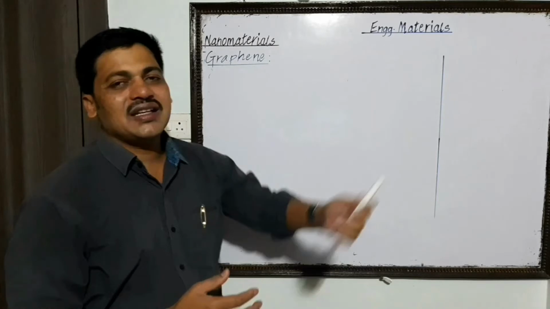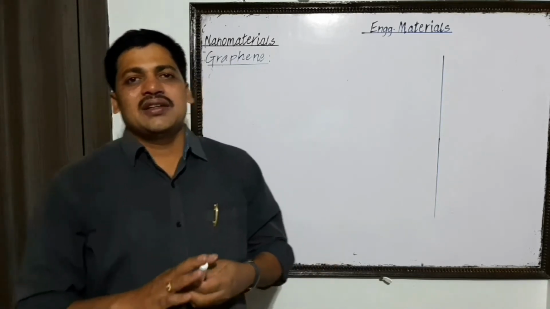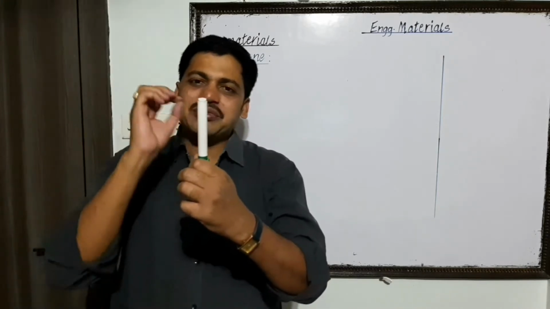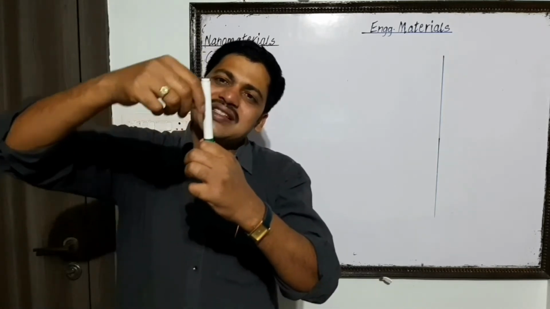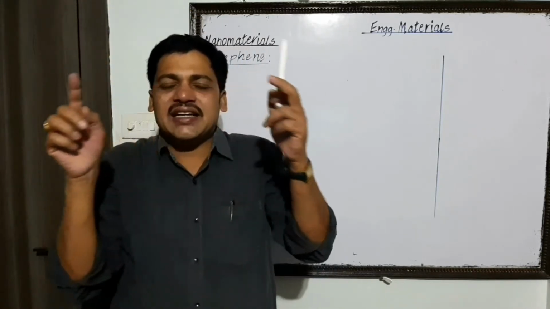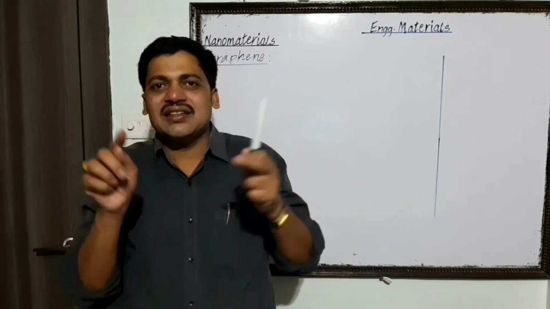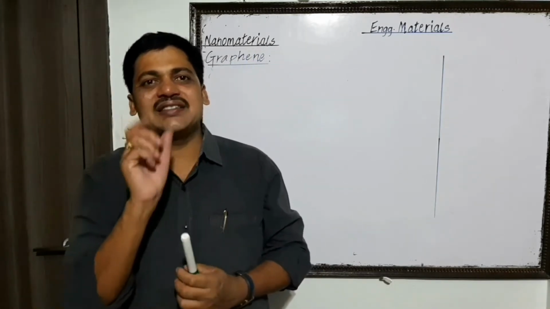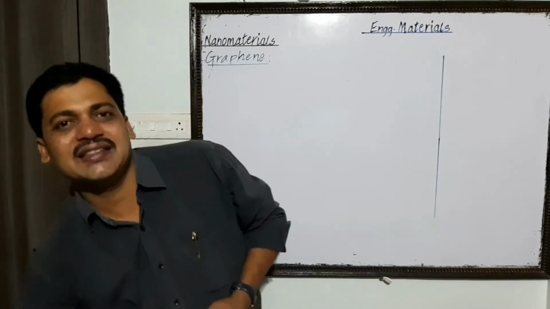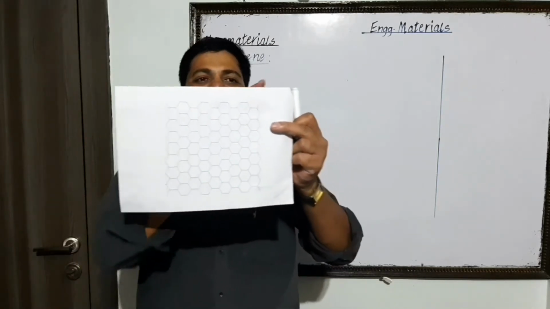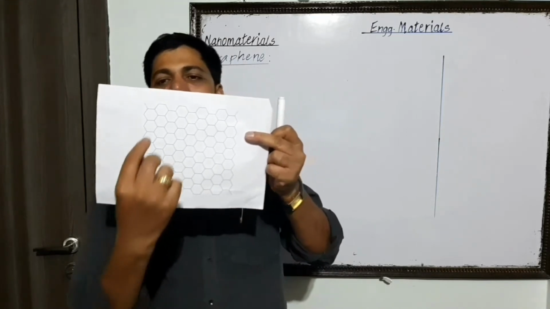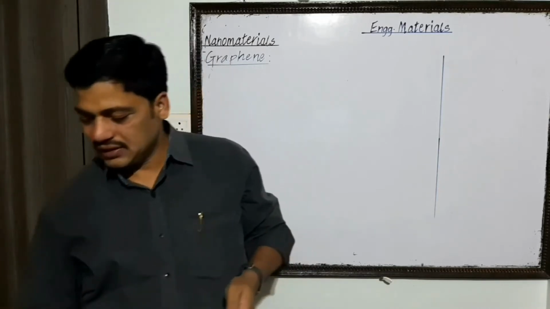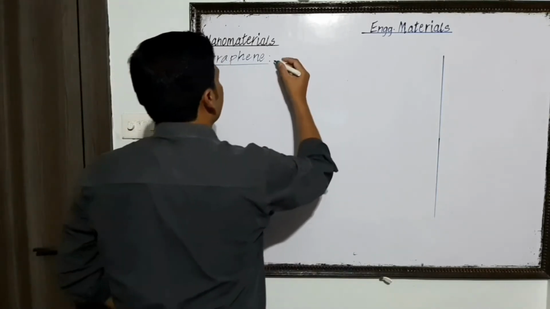It belongs to the engineering materials. If we consider a graphite rod, and from this graphite rod we remove a single layer, we get a two-dimensional sheet having hexagons. A single two-dimensional sheet having hexagons is nothing but graphene. In such a two-dimensional sheet, the presence of such hexagons is nothing but graphene.